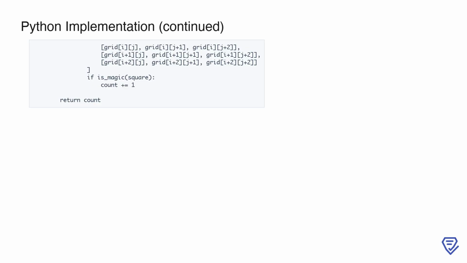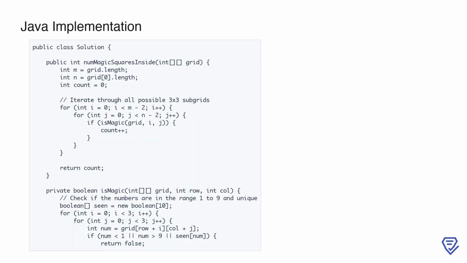in the input grid. Here, we begin with the main function numMagicSquaresInside that takes a 2D grid as input and aims to count the number of magic squares within it. We first determine the dimensions of the grid using M and N, representing the number of rows and columns respectively. A variable count is initialized to 0 to keep track of the valid magic squares we find.